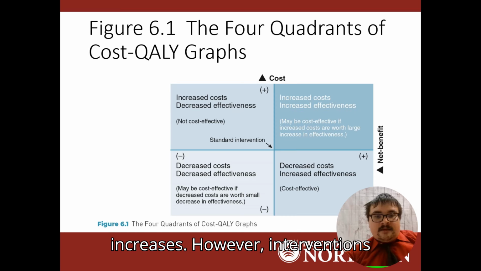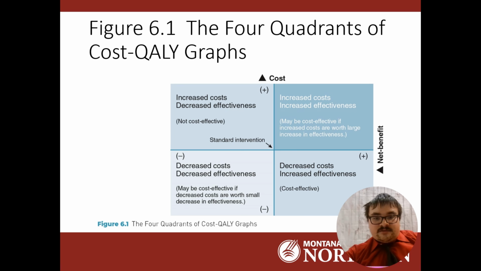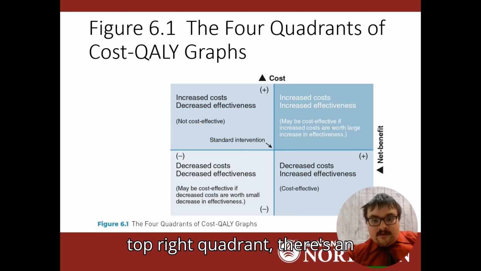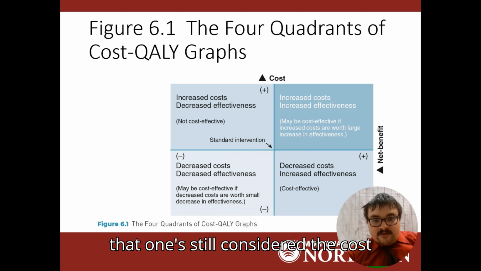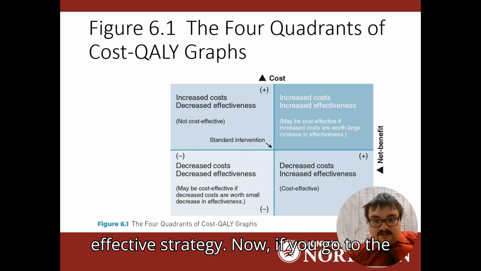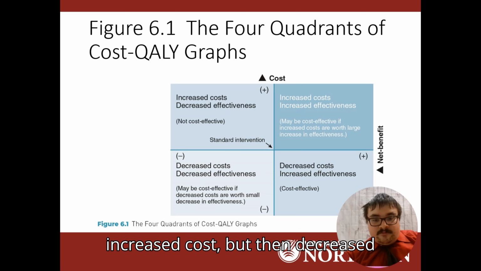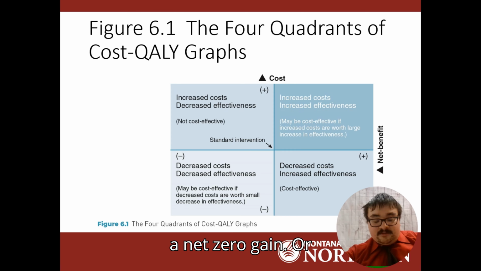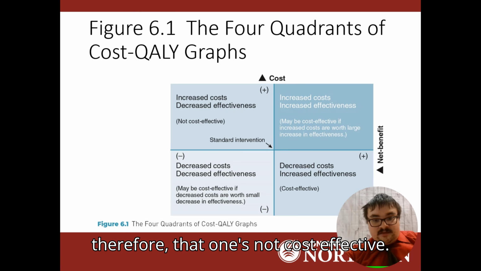increases. However, interventions in this ideal quadrant are often rare since it's challenging to reduce the cost while simultaneously increasing effectiveness. Then you can see in the top right quadrant, there's an increased cost, but there's still an increased effectiveness. So that's why that one's still considered the cost-effective strategy. Now, if you go to the top left quadrant, we see there's increased cost, but then decreased effectiveness. So right there, it's just a net zero gain, or even actually in this case, it's worse. So therefore, that one's not cost-effective.